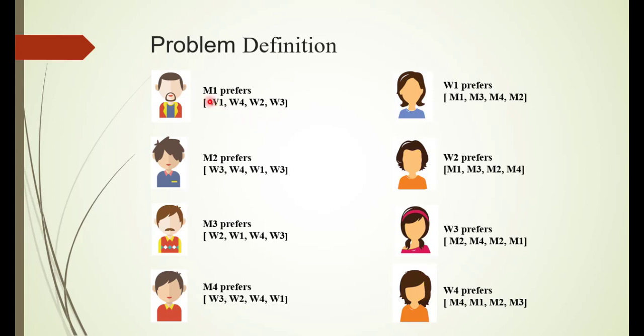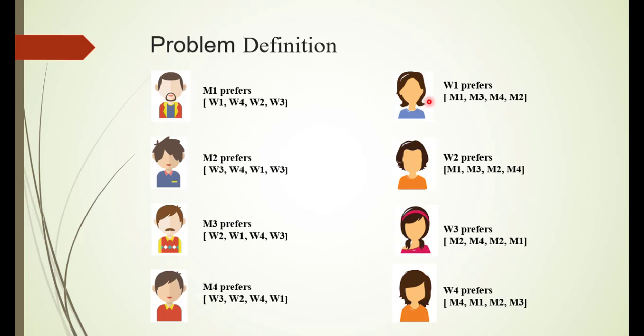For example, man 1 prefers to engage with woman 1. If it's not possible, then engage to woman 4. If it's not possible, woman 2, and if not possible, woman 3. And the same for all the other men.